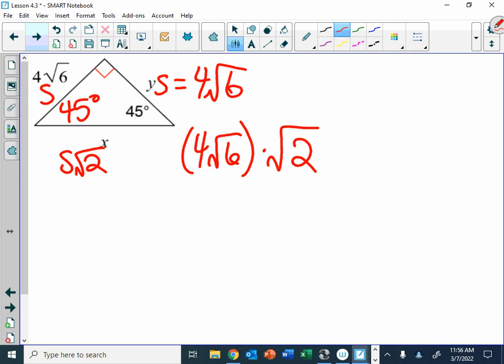So 4 square root of 6 times 2 is what? 8 square root of 3. If you did not get that, I need to know. So you got your hypotenuse, 8 square root of 3.